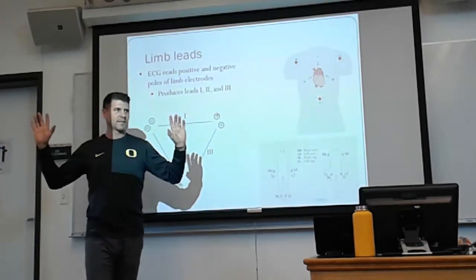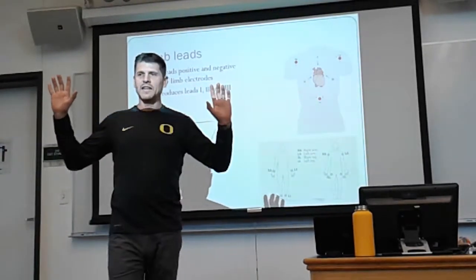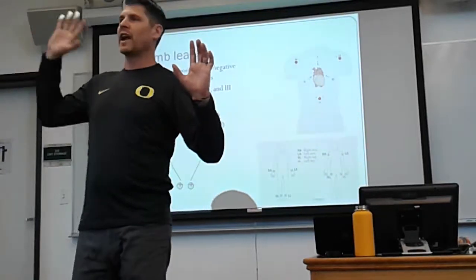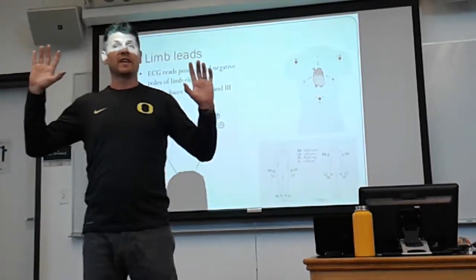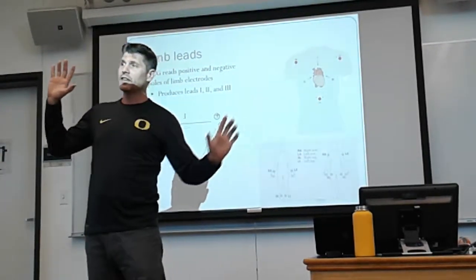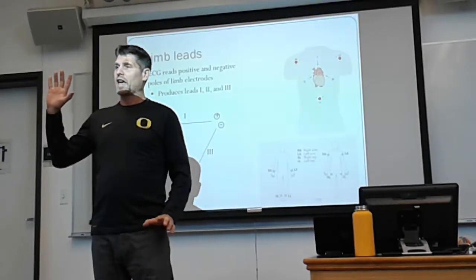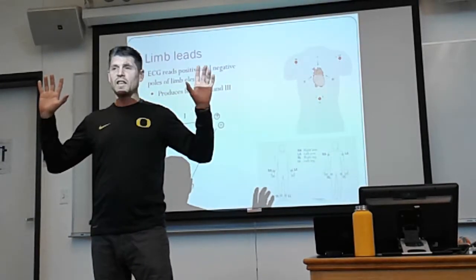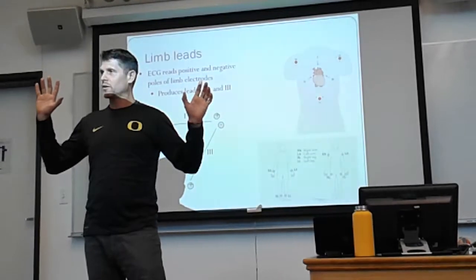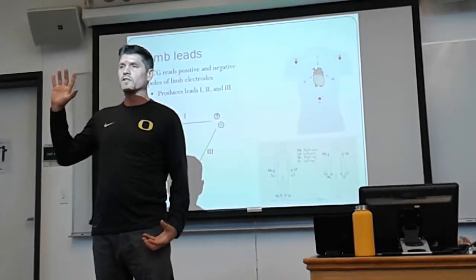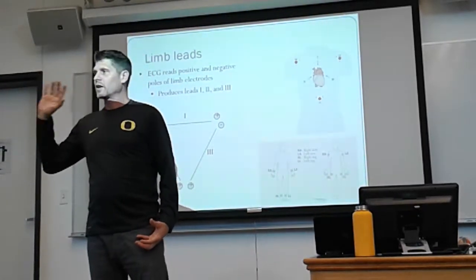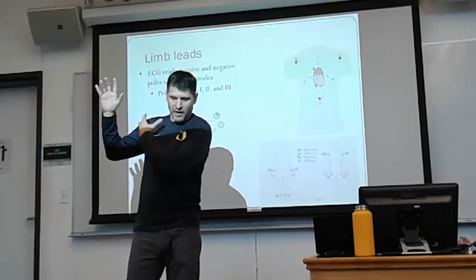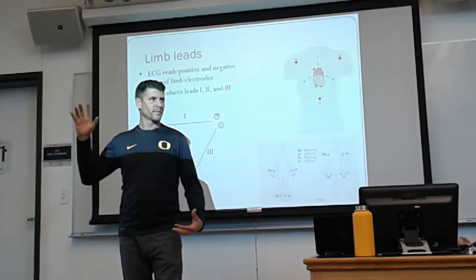Okay? For his second lead, he kept the negative on the right, and he shifted. He put the positive on the left leg, and he stuck the ground up here on the left arm. So now where's my camera? On the left leg. Where's it looking? To the right arm, from the bottom up. And so we got this view of the heart.